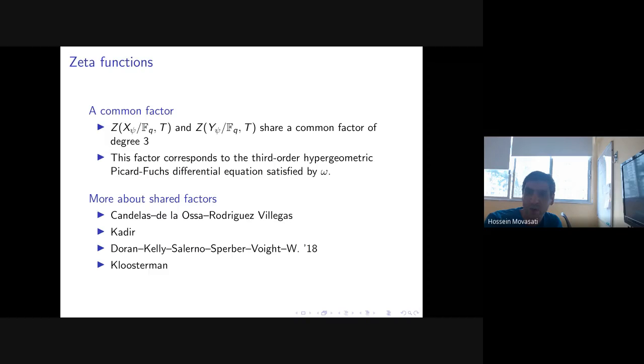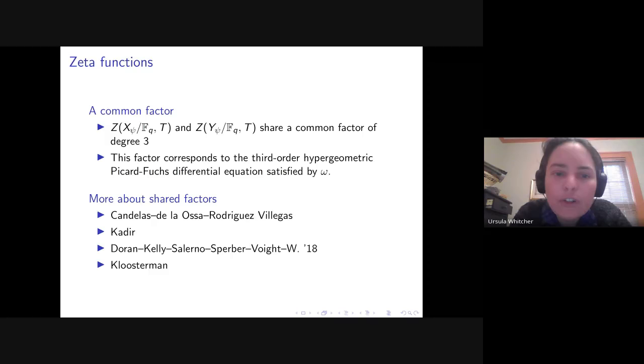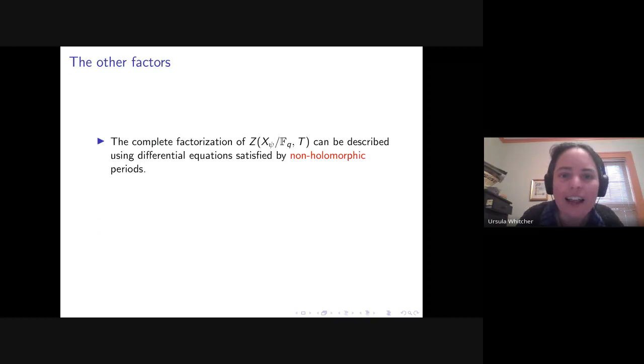Yeah, definitely. So this is pulling out one factor that is just the piece given by the holomorphic form, but you can totally ask how do I describe the entire zeta function, and what does that tell me about other periods that are maybe not the holomorphic period? And in fact, that is something that we looked at as well.